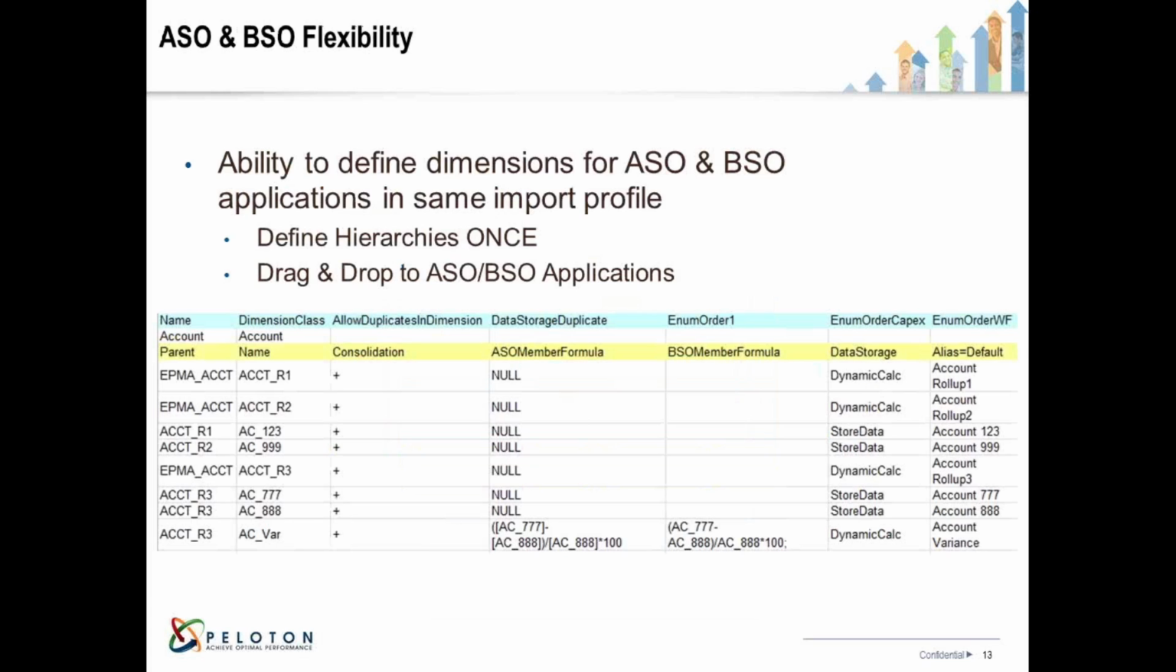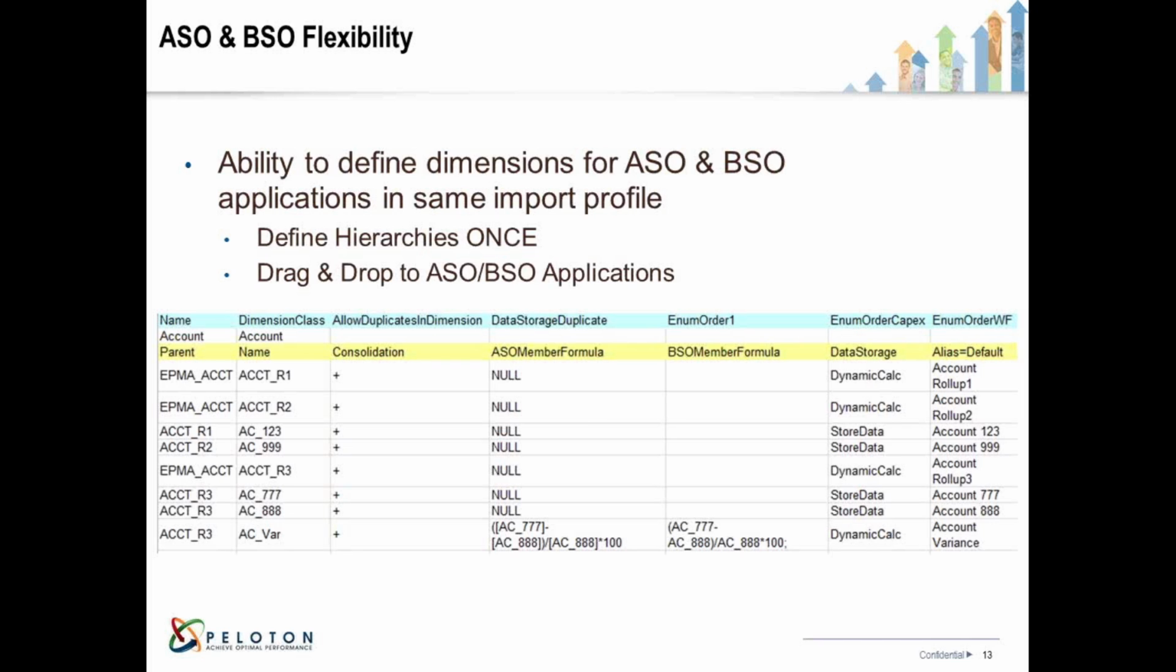Another thing that comes up a lot is that many of our clients ask us, well, what if I have an ASO application and a BSO application? Do I need to create two different hierarchies to account for things like the member formulas between them? Do I need to create manual overrides on every single member to have what the ASO value is and what the BSO value is? But EPMA makes this very easy.